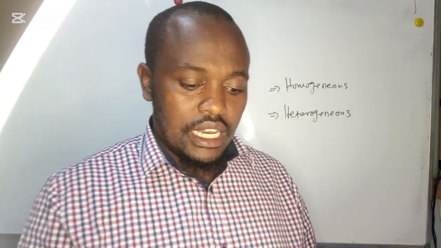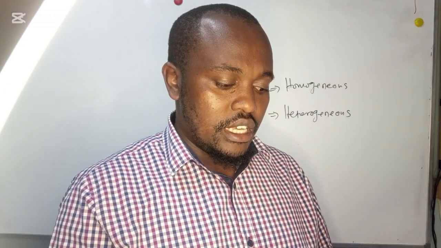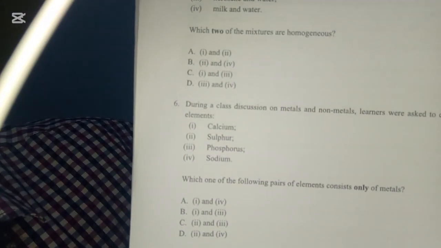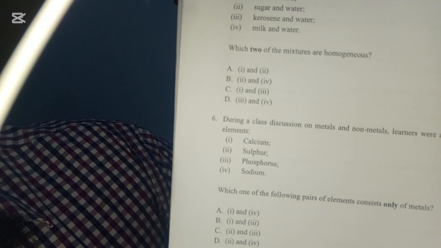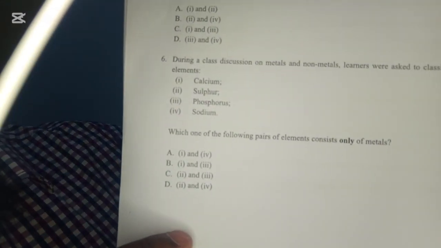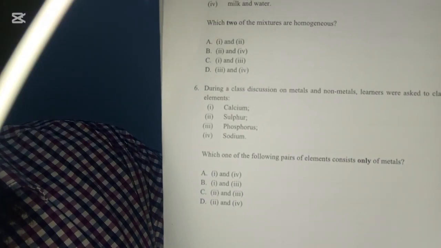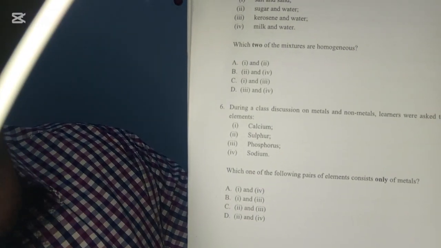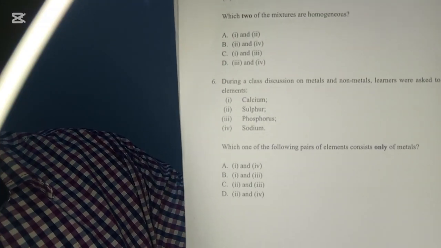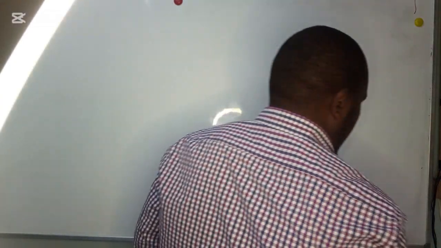Question 6. During a class discussion on metals and nonmetals, learners were asked to classify the following elements: calcium, sulfur, phosphorus, and sodium. Which of the following elements consist only of metals? Only of metals. So, the calcium is a metal, sulfur is not, phosphorus is not, sodium is a metal. So you need to understand the periodic table.